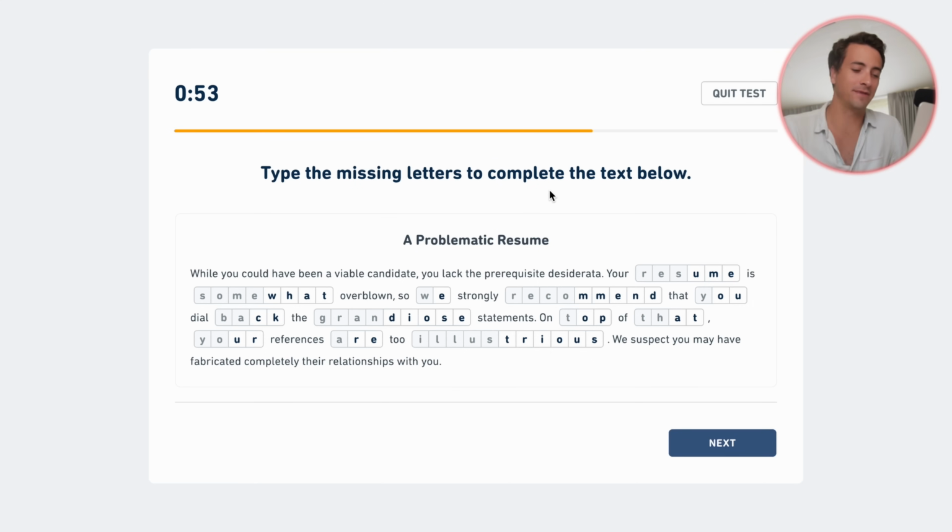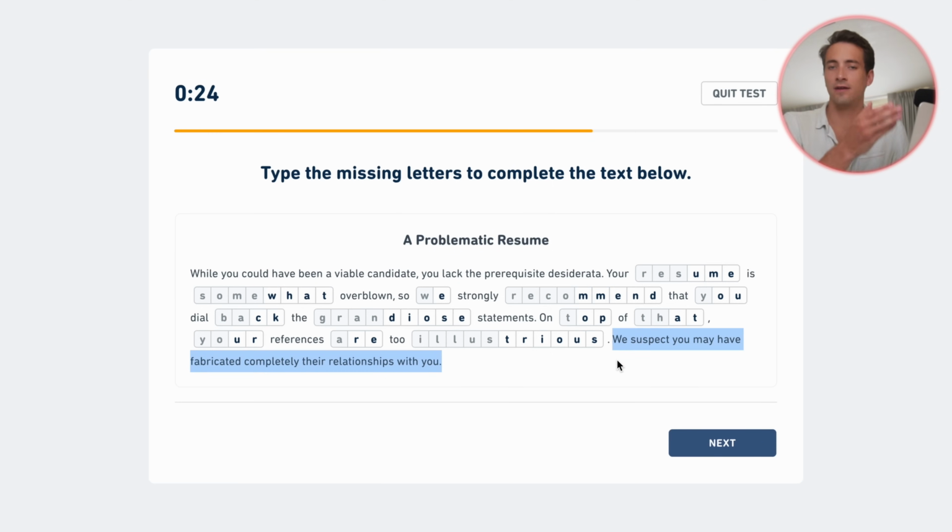The grandiose, right? The big statements. And then on top of that, your references are too illustrious, meaning the people that you list as references are too famous. You're listing people like Jeff Bezos, or something like that. So the point here of explaining that is I was able to figure that out because I understood the context. I read the title, and then I read this sentence, so I understood the context or what this passage was about. It was about a resume that had fake things in it. So that information was really key to help me figure out those incomplete words.